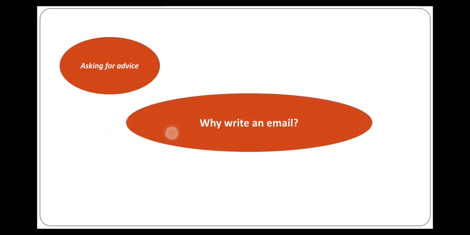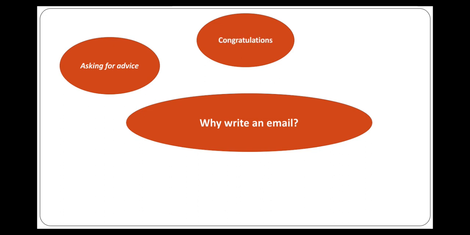Now, why do we write emails after all? Now, people write emails to ask for advice. Now, when we have problems, for example, a big problem, you might send an email to a good friend or to an experienced friend, someone whom you trust. So we can also write an email to congratulate people. When a friend of yours gets married, you can congratulate him through a letter or through an electronic letter, which is the email.